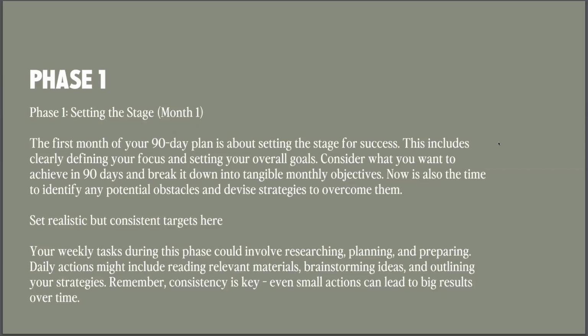you need to tackle. So consider what you want to achieve in 90 days, and it's about breaking it down into tangible monthly objectives. Now, the first 30 days is also the time to identify potential obstacles and devise strategies to overcome them. So this can be like, I've realized that I really self-sabotage when it comes to reaching out for PR opportunities. So this is a strategy I'm going to put in place over the remaining 90 days to make sure that I can move through that challenge.